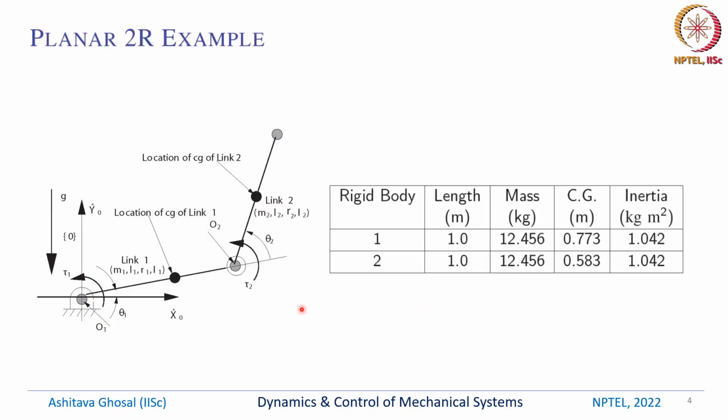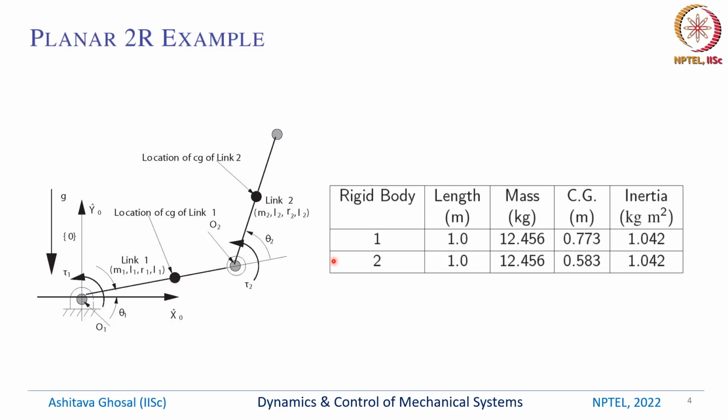Let's take an example, and again we will use our simple example, which is the planar 2 degree of freedom system: two rigid bodies connected by two rotary joints. There is a link 1 and a link 2, and again link 1 is specified by mass, length, location of CG and inertia. Likewise, link 2 is specified by mass M2, L2, R2 and I2. Again, I2 is the Z component of the inertia, which is of relevance here because this is a planar motion.